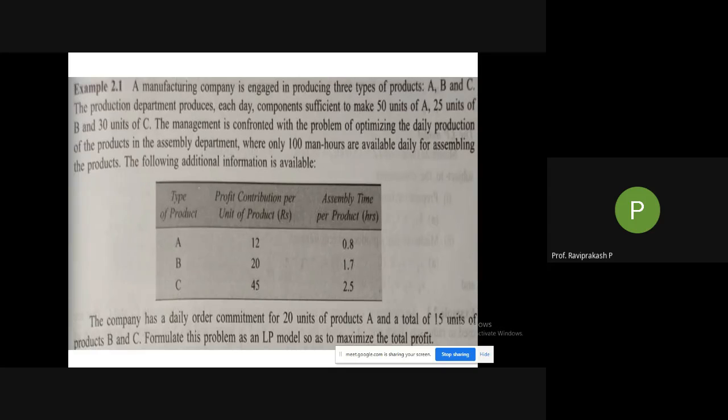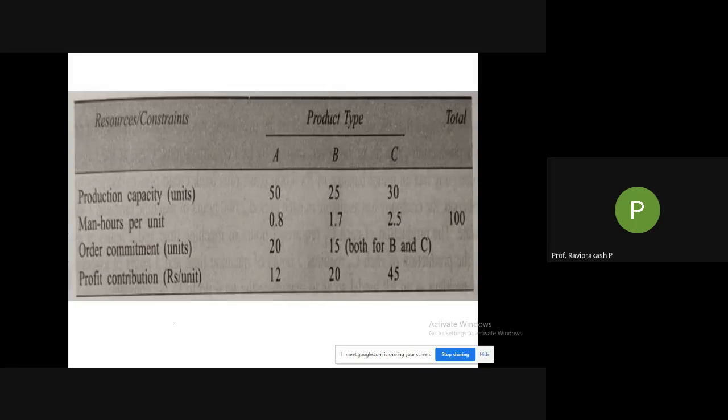Okay, just check if you have done a second table, whether it looks like this, whether you have taken all. So what all were the constraints? One in the previous table only they have given, that is timing. Total timing, like the number of hours required for production of one unit of A, B, and C, that is also considered here. That is man hours per unit. Then production capacity. How much is it? 50, 25, and 30 for A, B, and C. Man hours 0.8, 1.7, and 2.5.